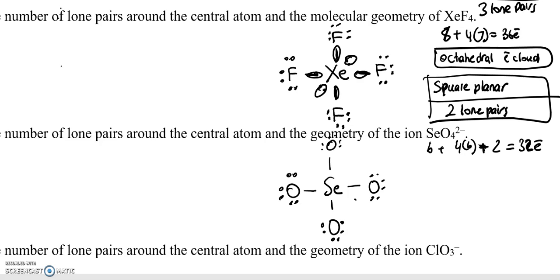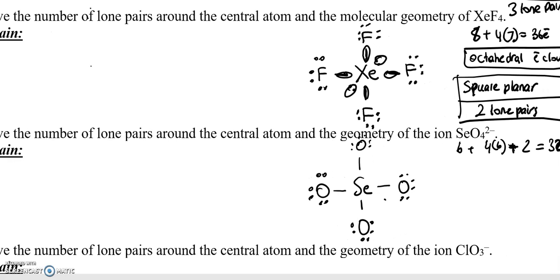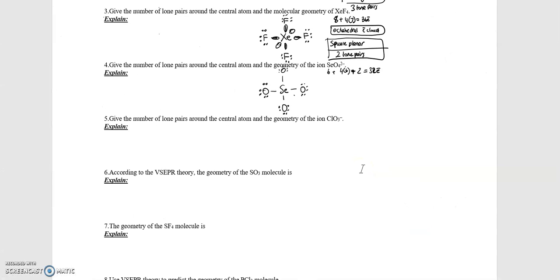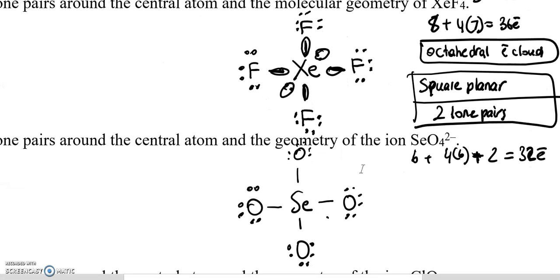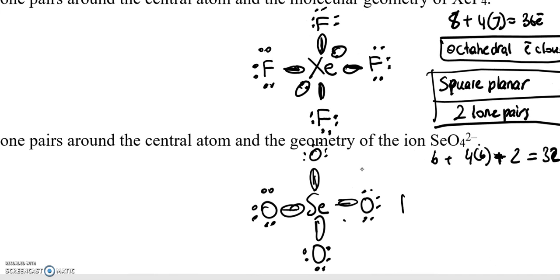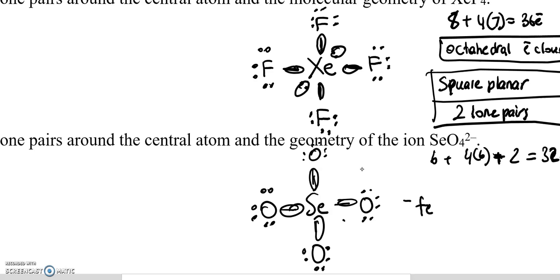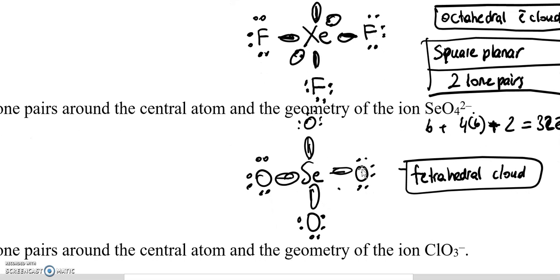All right, so this is question number 4. What is the geometry here? What we have here is 1, 2, 3, and 4 pairs of electrons. So it's going to be a tetrahedral electron cloud. And then we're also going to have tetrahedral geometry, right? Because they're all occupied with an atom. So tetrahedral molecule.